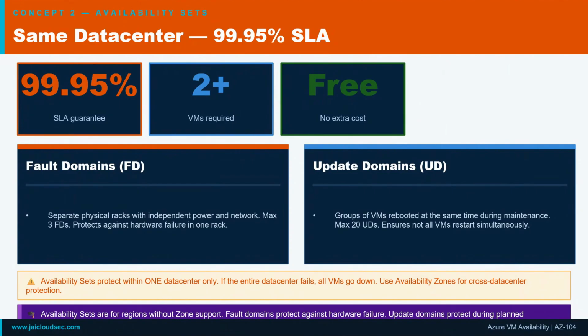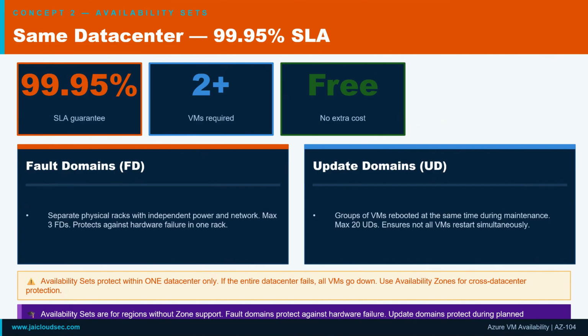A fault domain is a separate physical rack with its own power supply and network switch. Azure places your VMs across different fault domains, so if one rack loses power, the VMs on the other rack keep running. You can have up to 3 fault domains in an availability set. An update domain is a group of VMs that Microsoft reboots at the same time during planned maintenance. Azure places your VMs across different update domains, so when Microsoft reboots update domain 1 for maintenance, update domain 2 is still running. You can have up to 20 update domains.